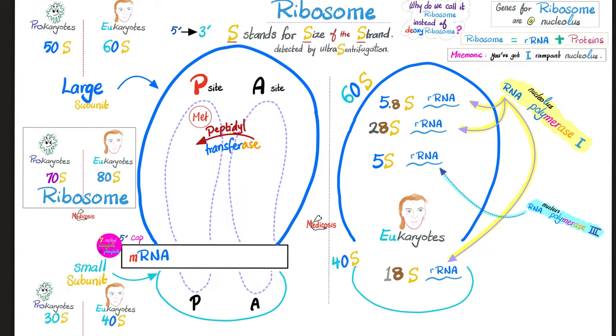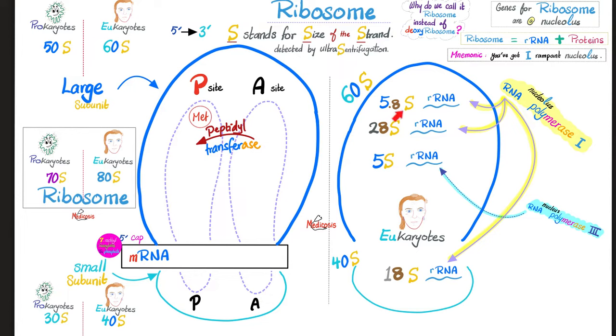Let's talk about eukaryotes. Here's the large subunit called 60S. Here's the small subunit called 40S. Together, what's the name of the entire ribosome? It's called 80S. Let's dig deeper. The ribosome is made of what? rRNA and proteins. What kind of rRNA? Well, if you are in the large subunit, you have 5.8S, 28S, and 5S. If you are in the small subunit, you have the 18S.